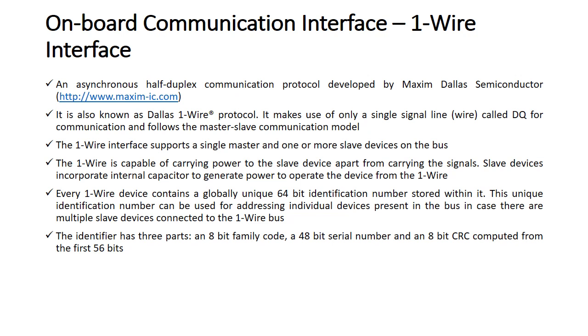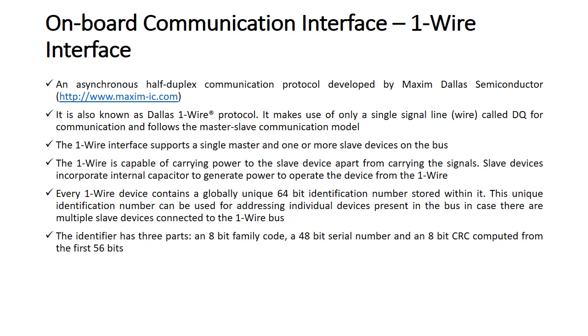The identifier has three parts: an 8-bit family code, a 48-bit serial number, and an 8-bit cyclic redundancy check (CRC) computed from the first 56 bits.